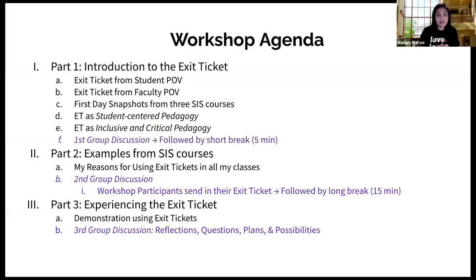So our agenda for today is very detailed, but this is more for me. What you need to know is there are three parts to this workshop today. The first part is an introduction to the workshop and to the exit ticket, from the student's point of view and then from my point of view. Then I explain examples from my courses and my reasons for using it, and we'll have a discussion at the end of both of those parts. Then there will be an opportunity for you to send in your exit ticket, followed by a 15-minute break, during which I'll process what you send me. We'll use that for the third part to experience it and discuss it further.